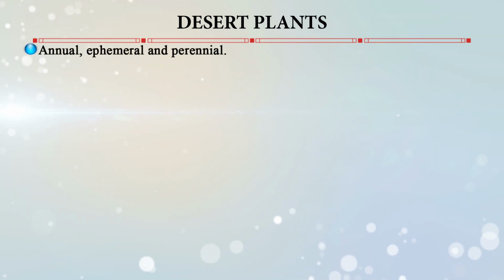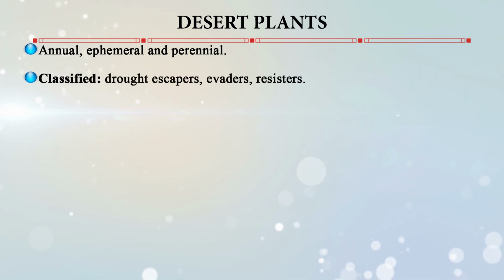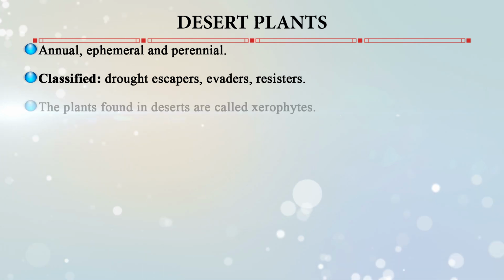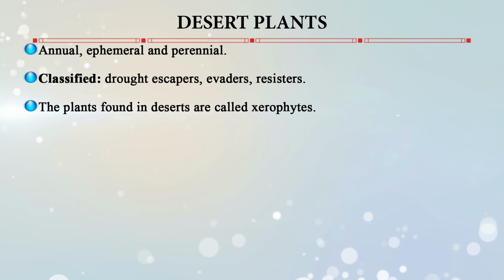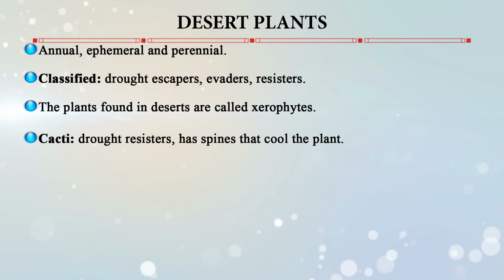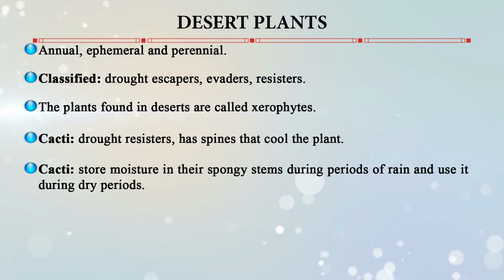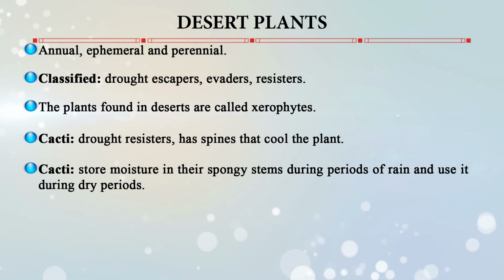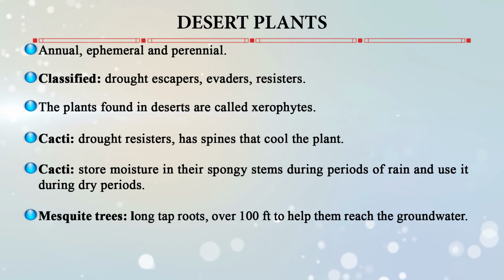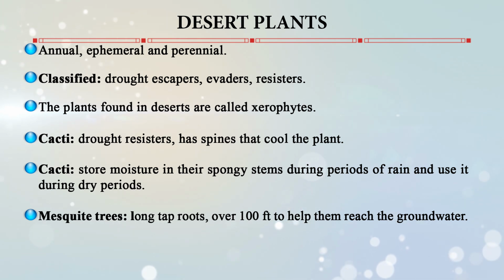These are normally annual, ephemeral and perennial plants. They can also be classified as drought escapers, evaders and resistors. So, they can resist the drought conditions. The plants that are found in the deserts are called xerophytes. Cacti are drought resistors and they have spines all around their body that can cool the plant. The cacti also store moisture in their spongy stems during the periods of rain, and they use it also during their dry periods. The mesquite trees have long taproots and they can go even up to 100 feet to help them reach the groundwater.